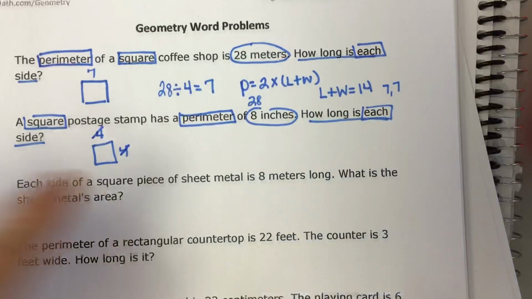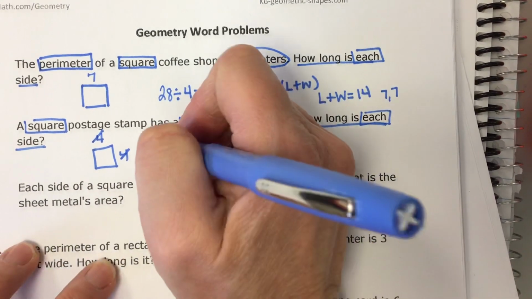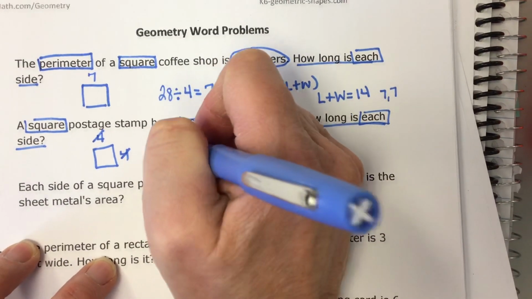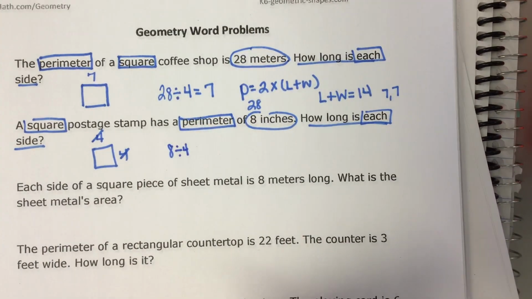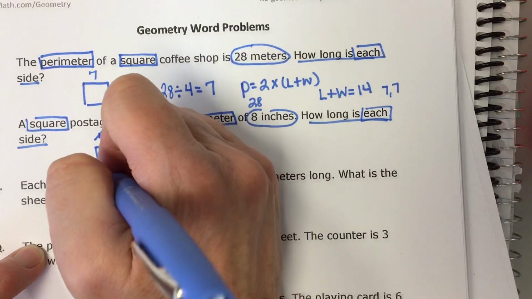2. Up here we did 28 divided by 4. Please put your mask on. So down here we're doing 8 divided by 4. So each side is 2 inches.